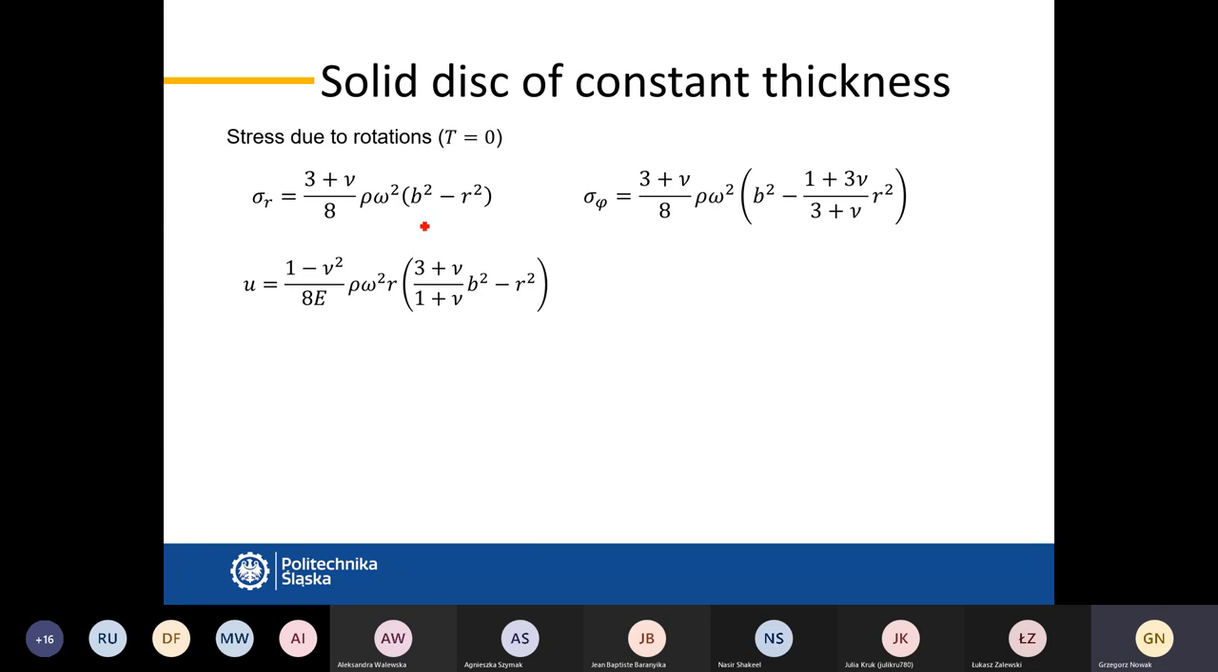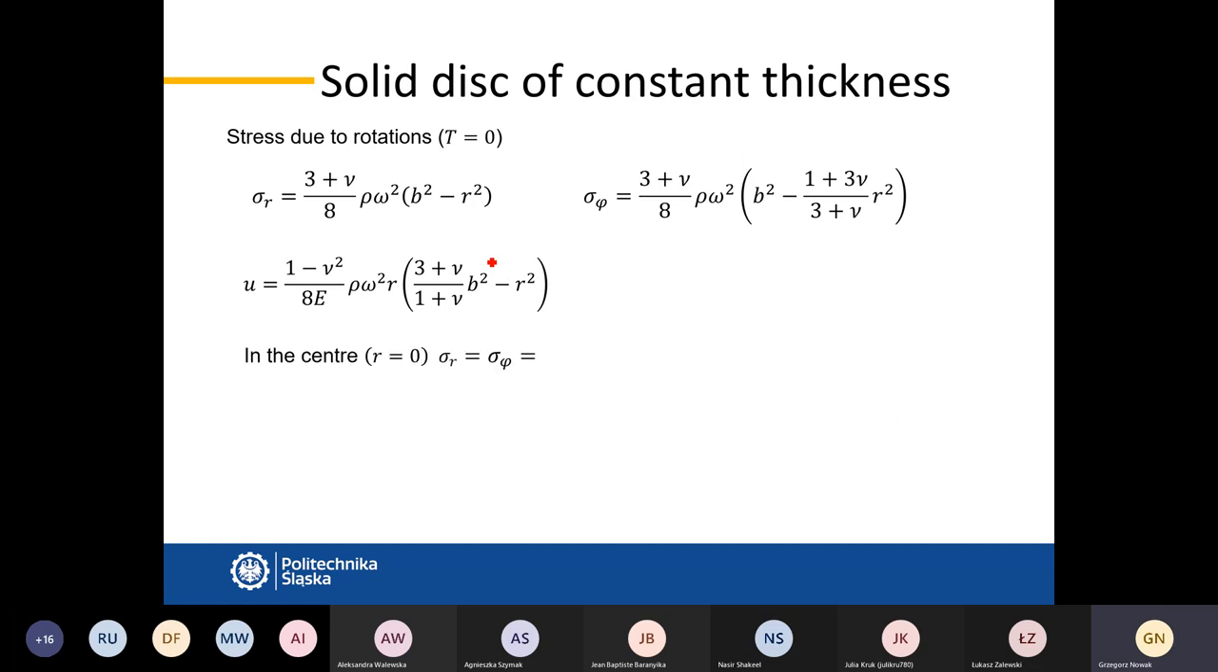So sigma r and sigma phi are expressed in such a form. The difference again is within this factor (1 plus 3 nu) divided by (3 plus nu). Here is 1 and here is such a factor. And u, so change in the radius, is described like that. Of course, everything can be easily drawn on a figure. If you put a particular r, you have the distribution quite easily observed within the entire object.